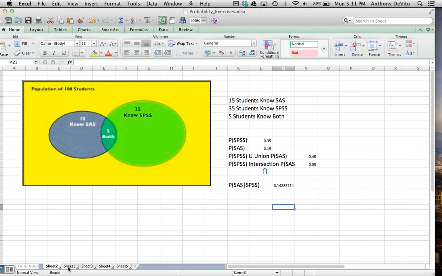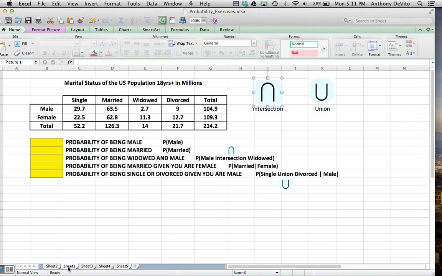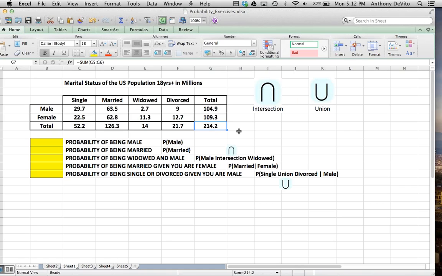Okay, so let's move on to the next part here. We're going to look at a table of a population in the United States. I don't know what year this was, probably some time ago, because total population is 214 million. We know now it's probably over 300 million. So this table comes from some time ago.